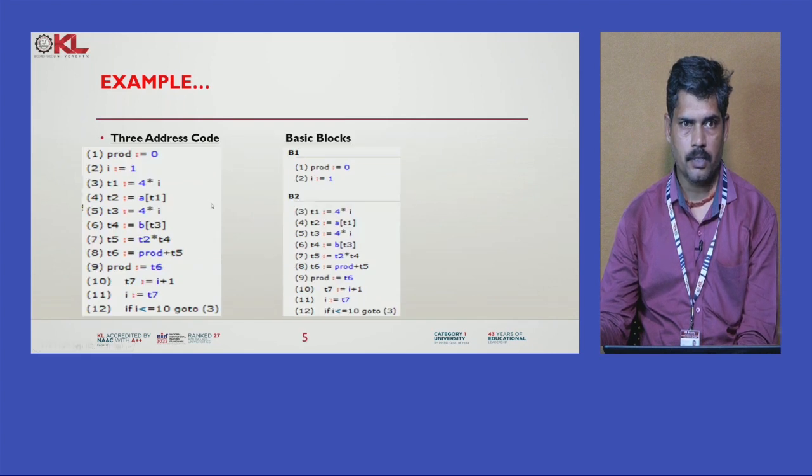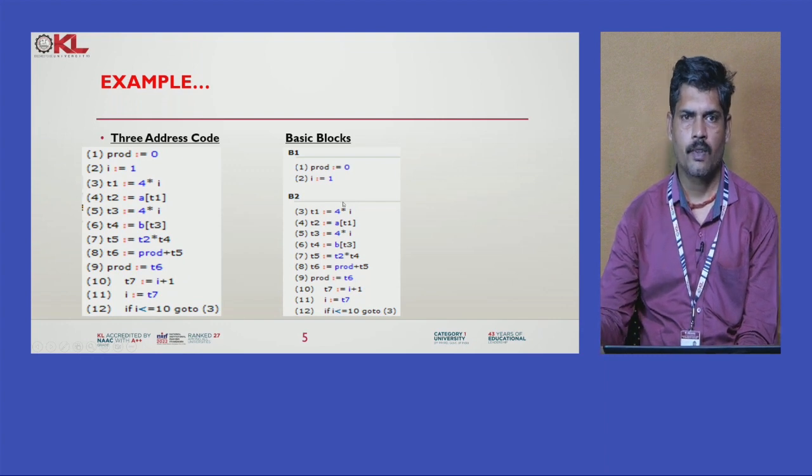In this example, from the 3 address code, we divide it into basic blocks. The initial block B1 contains prod equals 0 and I equals 1, and whatever statements we use in the loop form the B2 block.